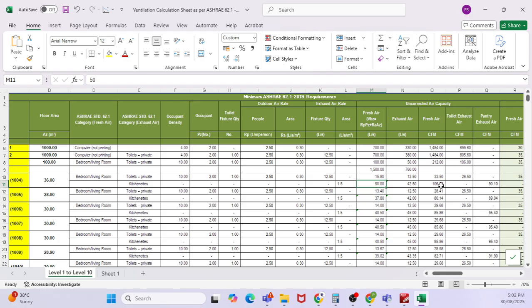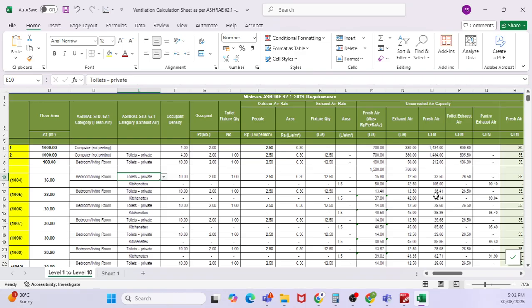Okay, so here you can see that I'm creating positive pressure inside the bedroom. Whatever the air from outside, it can go through the toilet and through the kitchenette. So when I have fresh air in the bedroom and I have exhaust air through the toilet and kitchenette, I can make it neutral. That's what I'm saying, right?